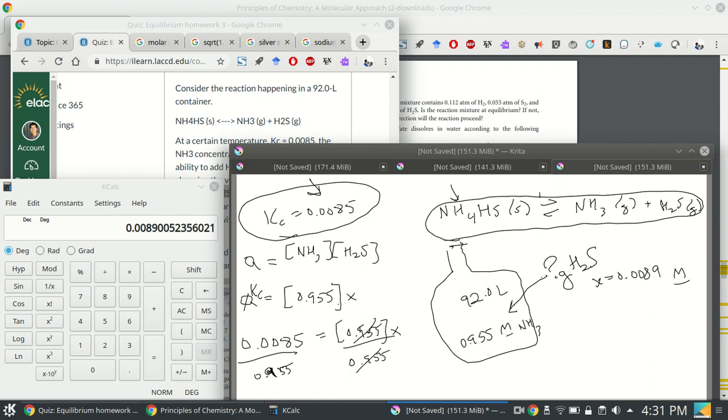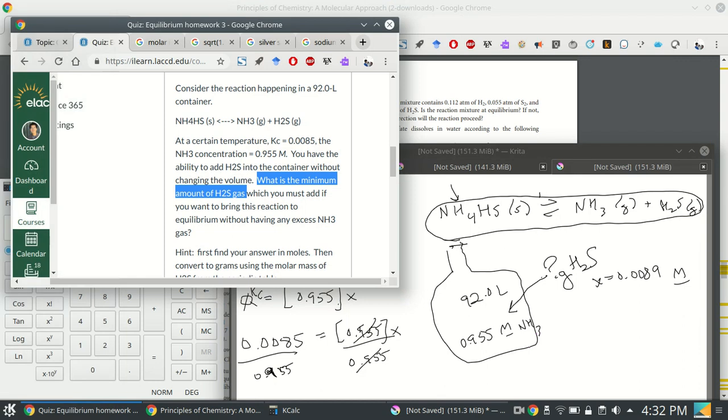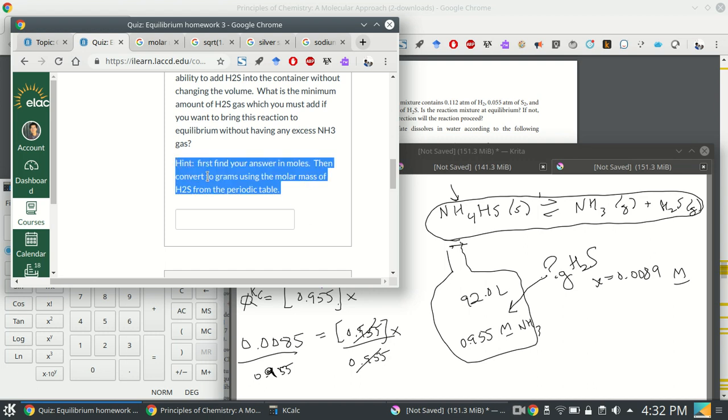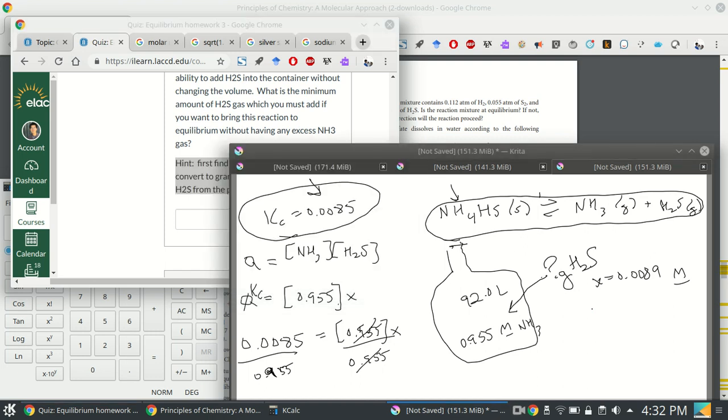Wrong! The question is asking for grams of H2S. So, see, what is the minimum amount of H2S gas? Now, if you give the answer in molar, nobody can measure out for you a certain molarity of hydrogen sulfide gas. That's impossible. There's no machine that dispenses molar of hydrogen sulfide gas. You need to find your answer in moles and then convert to grams, because there is a machine that dispenses gases in grams. In fact, your car probably has a machine like that.